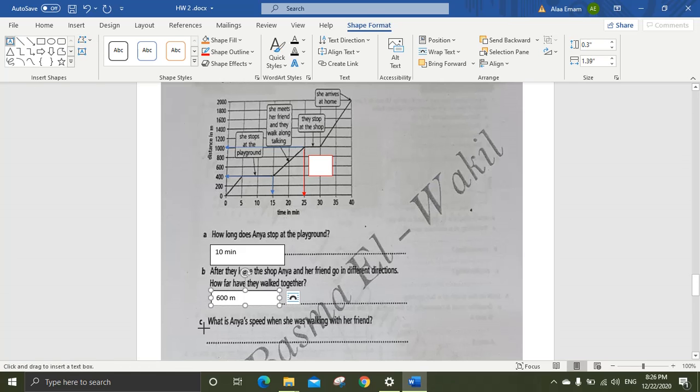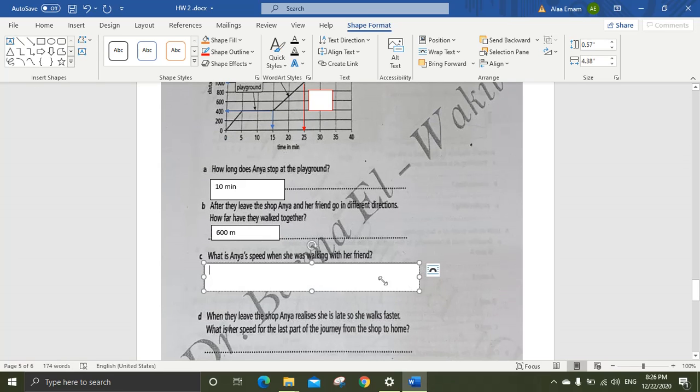You can simply divide them to get the speed. So speed equals distance over time. Now the distance is 600 divided by the time is 10, which is 60 meters per minute.